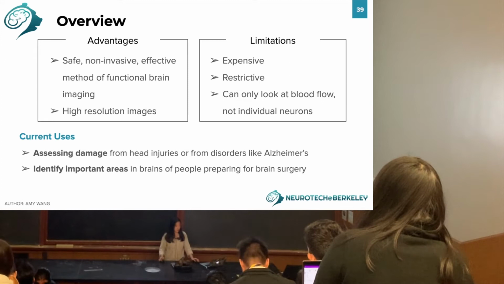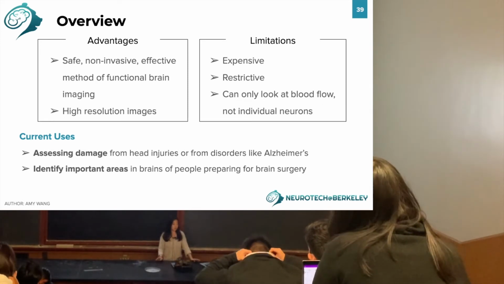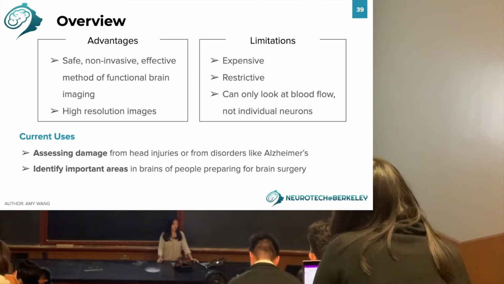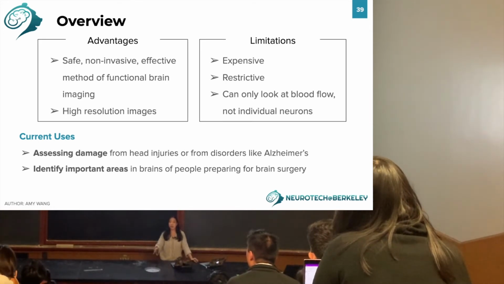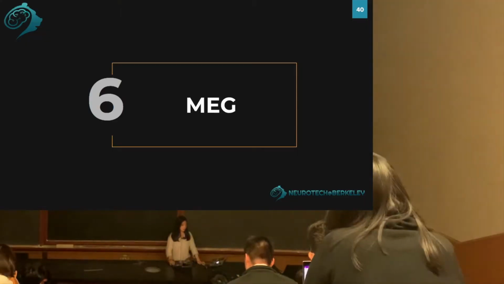Yeah, current uses are assessing damage, head injuries, or neurodegenerative disorders like Alzheimer's, and also identifying important areas in the brains of people preparing for brain surgery. So doctors don't just go in blind, they can use an fMRI to figure out what the plan is, what the map is.